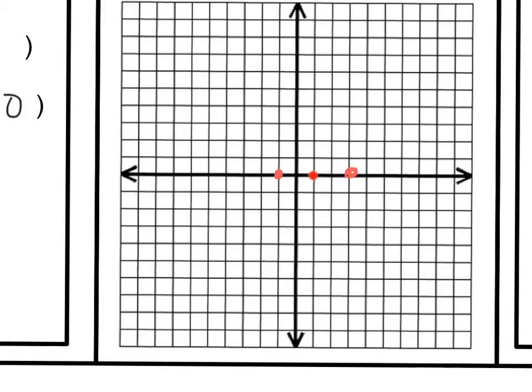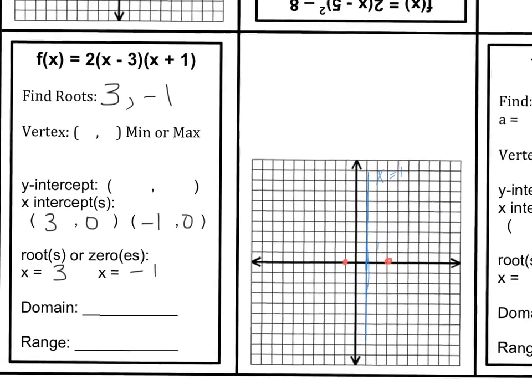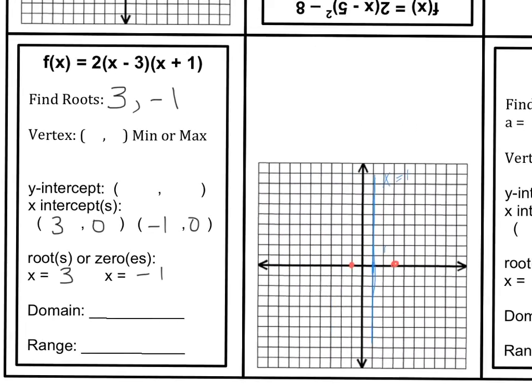So 1, 2, 3, 4. Halfway is at 1 over here. And I know that my axis of symmetry is over here. And the vertex is going to be somewhere on the axis of symmetry. X equals 1. So if I know the x of the vertex, how can I find the y? Plug it back in the equation. So if x equals 1, let's plug that in to find the y of the vertex. So go ahead and solve that and find the y of the vertex.